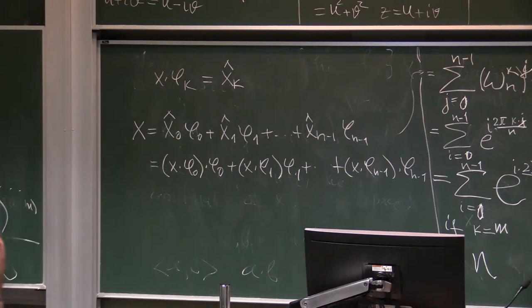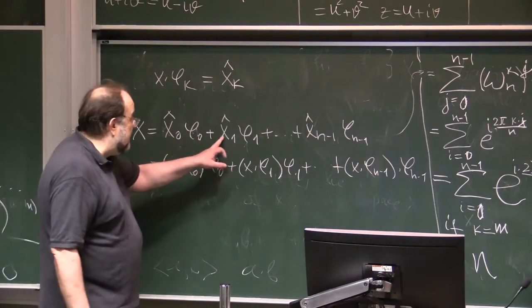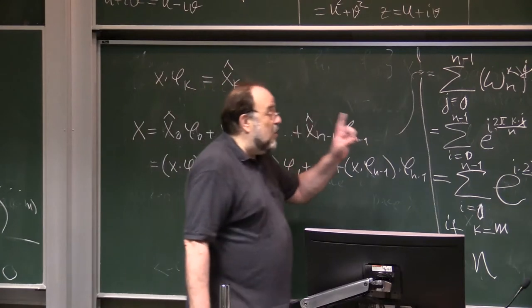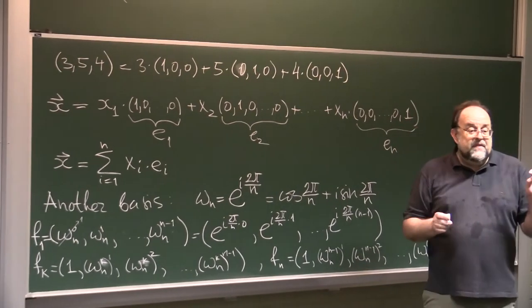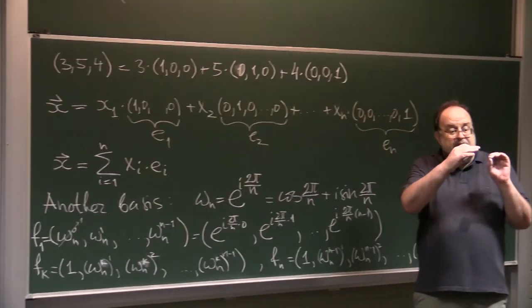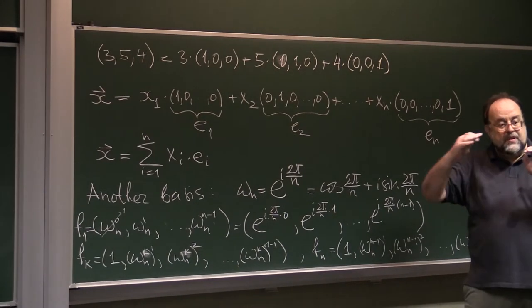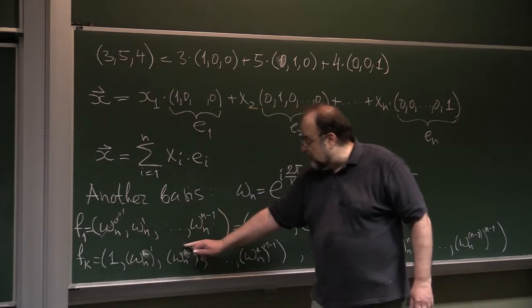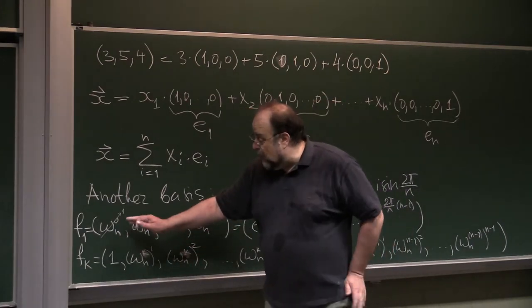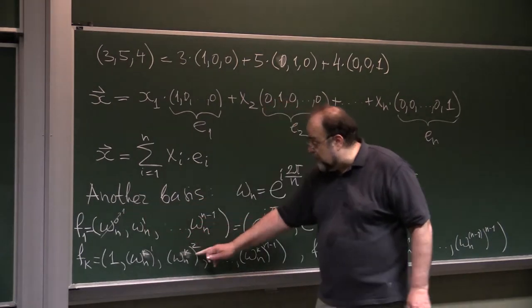So the discrete Fourier transform is nothing but the sequence of the coordinates in this quote-unquote strange basis. The vector remains the same, but instead of the basis 1, 0, 0, 0, 0, 1, 0, 0, and so forth, you take the basis so that the coordinates are powers of roots of unity.